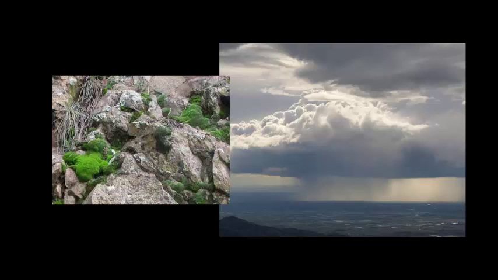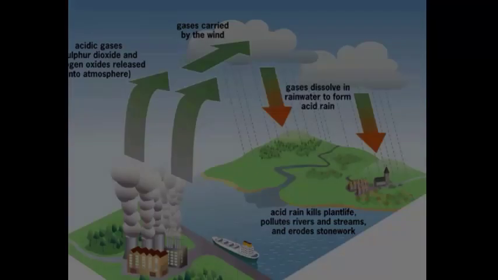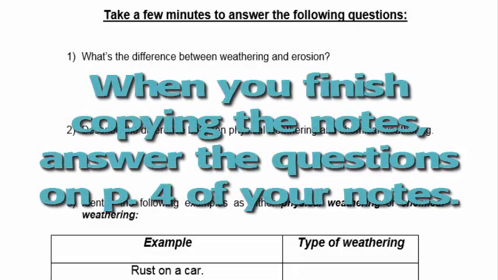Now, rainwater is naturally mildly acidic, but nowadays we're having more of a problem with acid rain because of pollution.